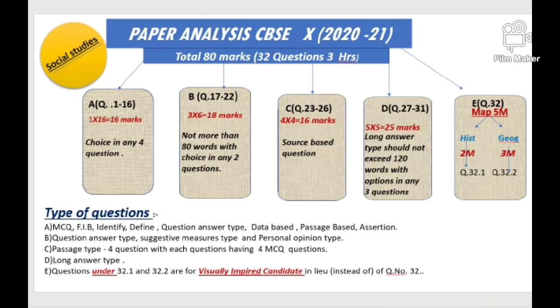So it can happen that children don't understand the meaning of this word. It means instead of. So instead of the question that is given above, those students have to write the question that is given below. That is, the visually impaired students are going to answer the question that comes after the map question. Okay, so that is the thing I wanted to explain. It's clearly written in the sample paper that they have given. So this was the analysis of the social studies paper that has come up for this year.